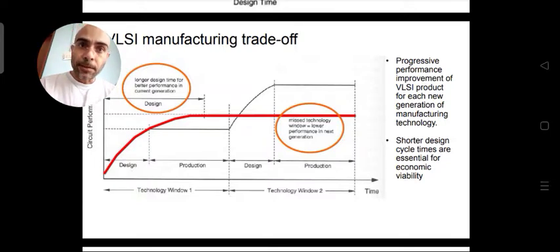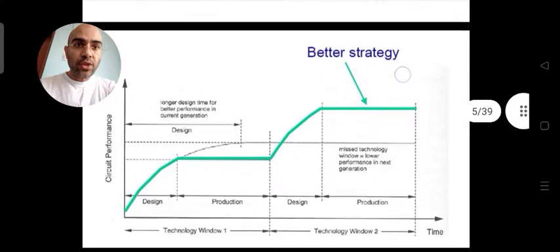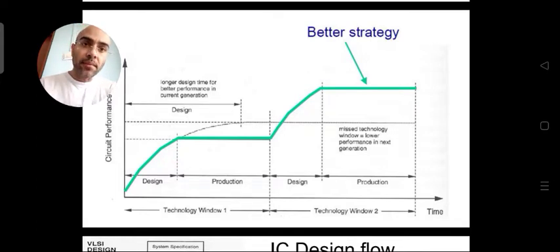So this is what people usually follow. In the next slide, you will see that this is what the people follow. But in this case, what happens? The design time is reduced, and the production time is also limited, so that you can take advantage of whatever you have done and survive in the competition.